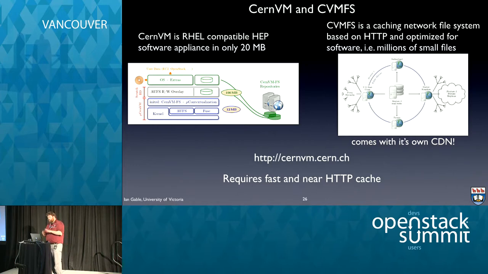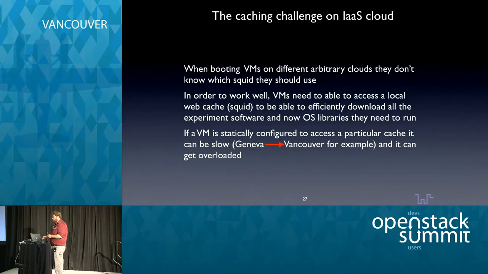So once you're using this file system, one of the things you require if you're going to boot large numbers of these virtual machines is a very fast HTTP cache, because this is an HTTP caching file system. So what we use is the squid cache. What we want to be able to do is locate the nearest squid cache to our running virtual machines. What did happen, I should say, is that we'd boot up a virtual machine that had some baked-in configuration, and that configuration was to use an HTTP cache on the other side of the world, which is totally not workable.